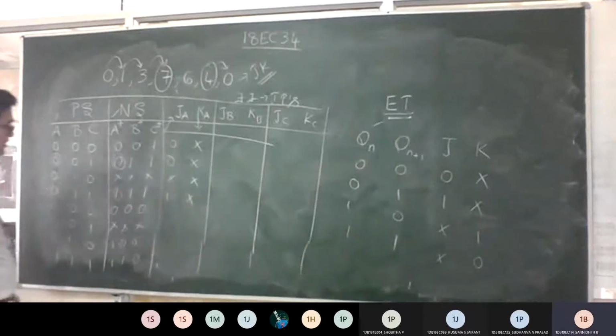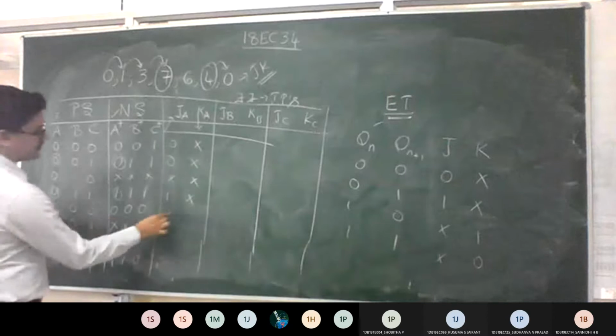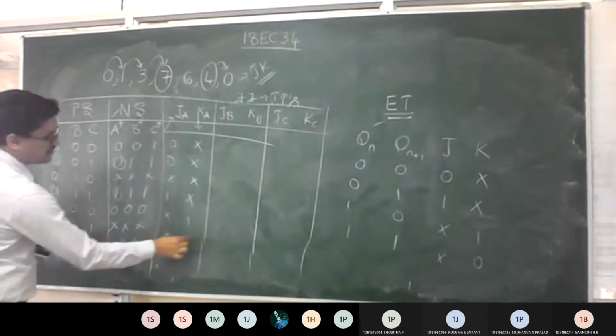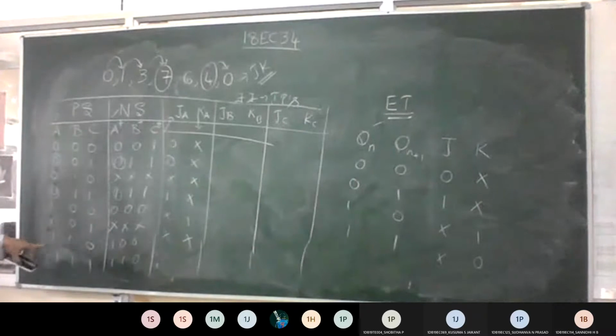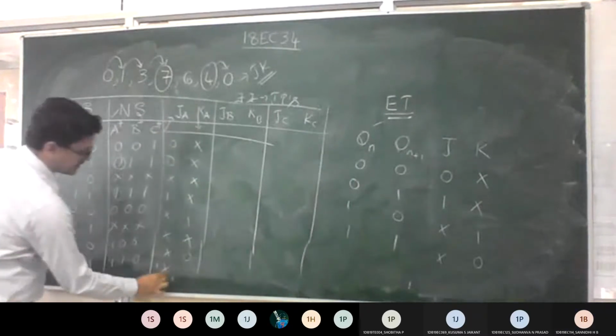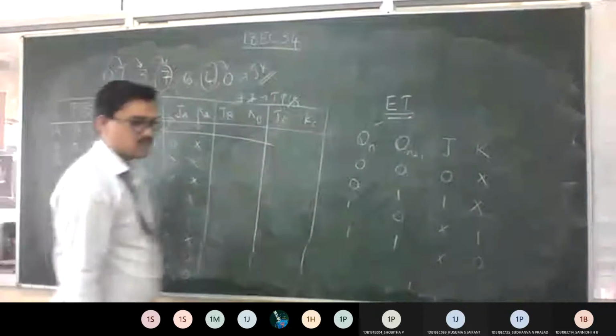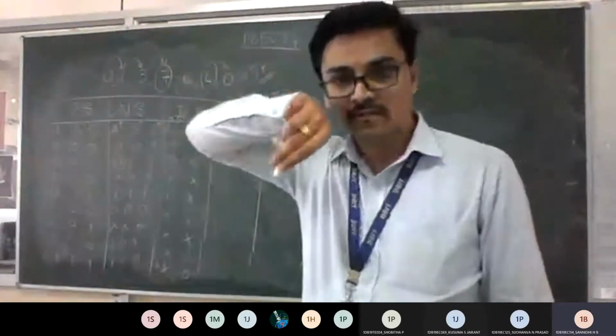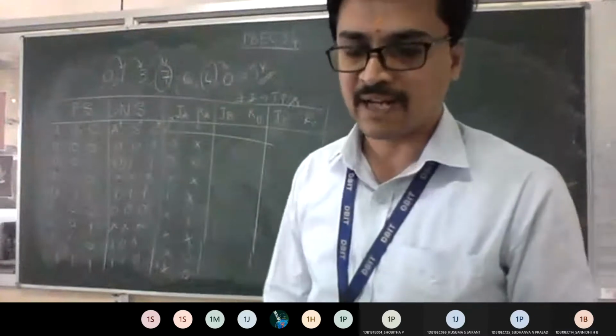1, x. Next again 1, 0, x1. Again 1, 0, sorry, 1x is there. So it goes to don't care condition. Then again 1, 1, x0. And last again 1, 1, x0. So any doubts, anyone, on how to fill this JA, KA for the flip-flop table? Am I clear?